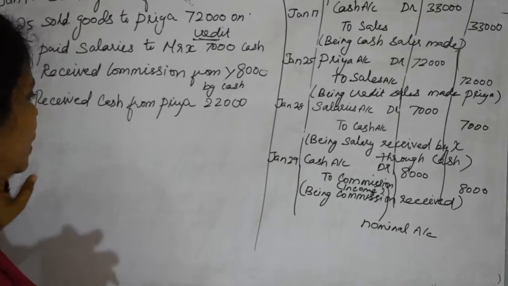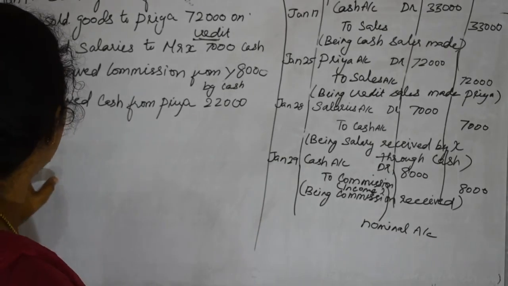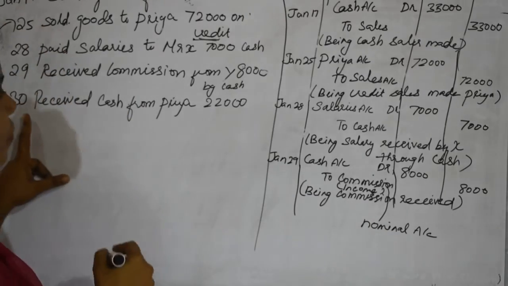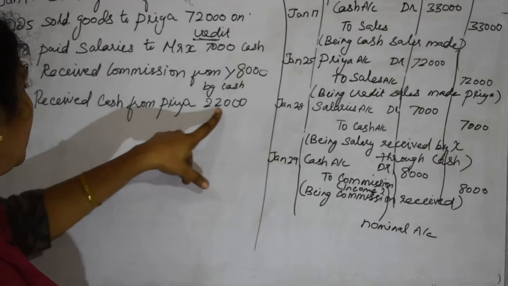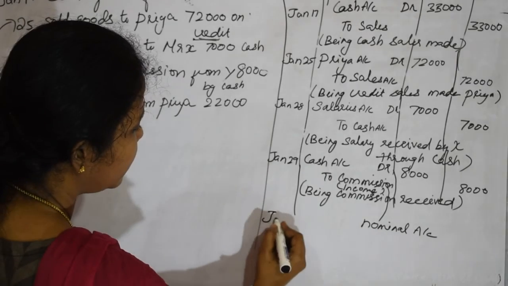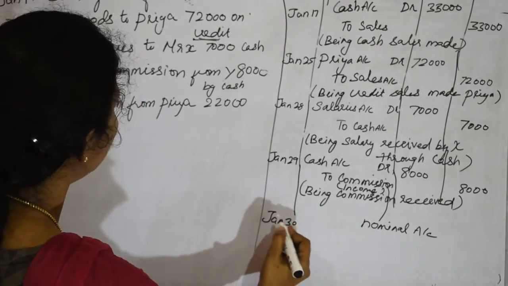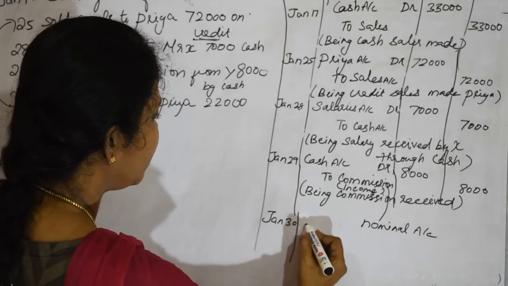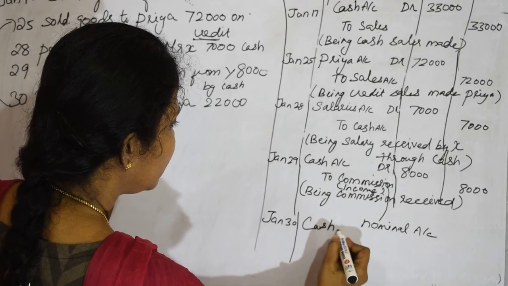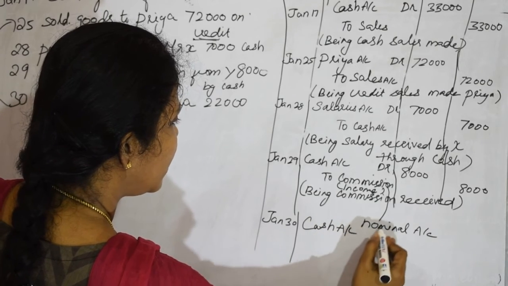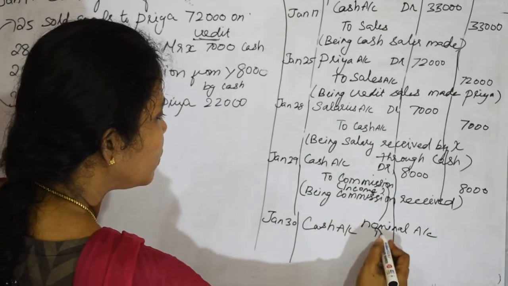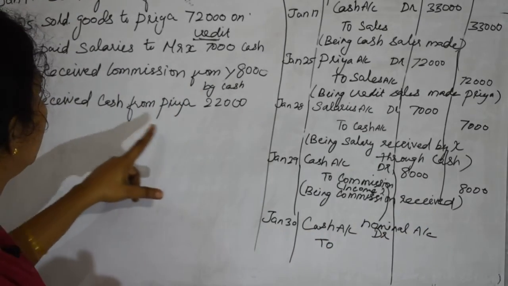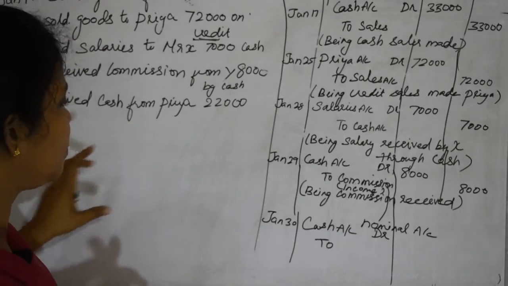Next one is on 30th January, received cash from Priya. We did the sales on credit, so we are receiving the cash from Priya, 22,000. Receiving means debit the receiver. We are receiving now, so cash account debtor. When you do more and more sums, you will get practice and be able to do it very easily. 22,000, received cash from Priya.